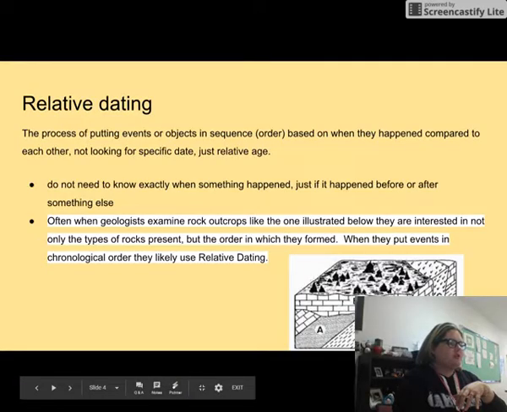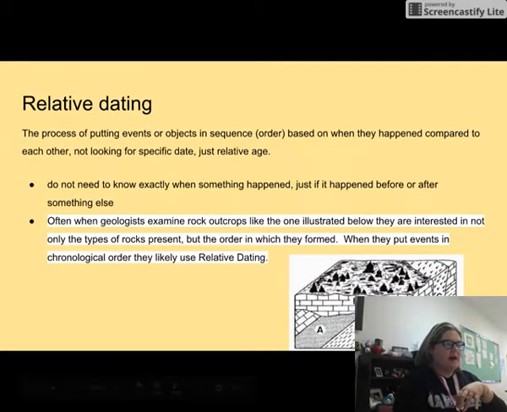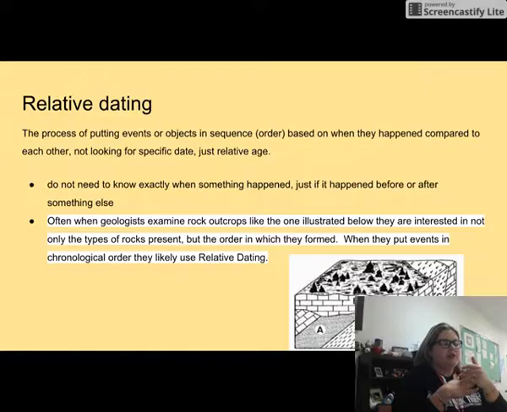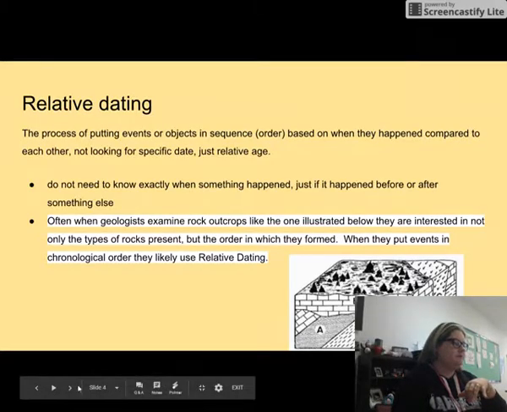Whenever geologists look at outcrops like this one down here at the bottom, they start to look and say, hey, I wonder what happened with this. And we know that B or C can't be the youngest layers because they're at the top and there's things underneath them. So we had to have stuff come in before that. That's what relative dating is.